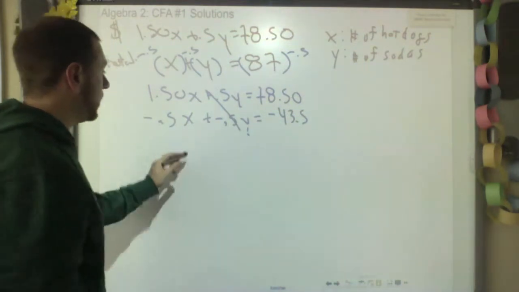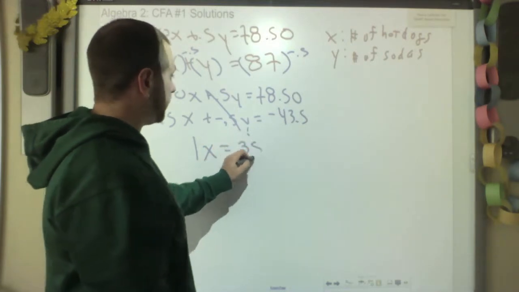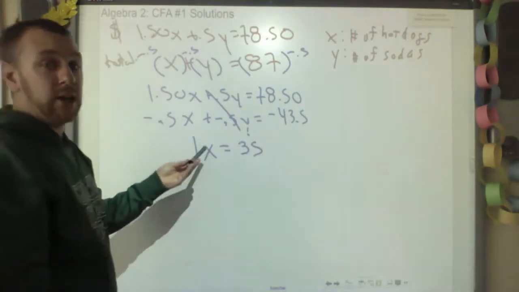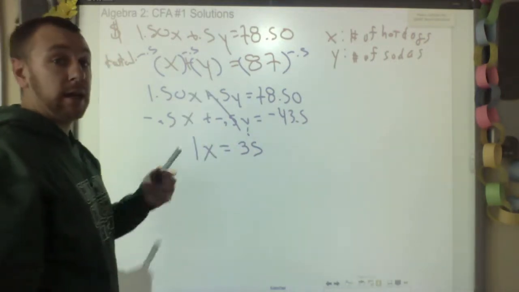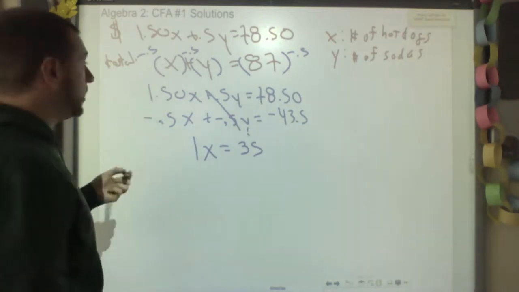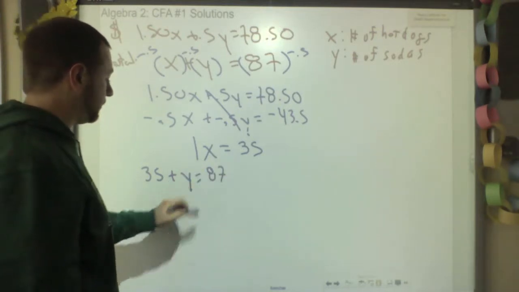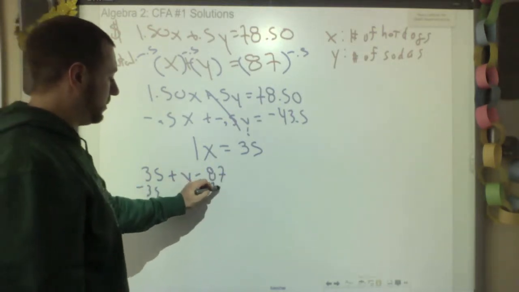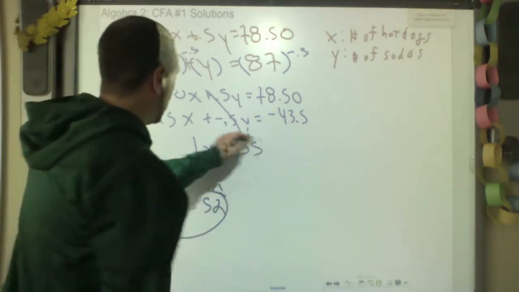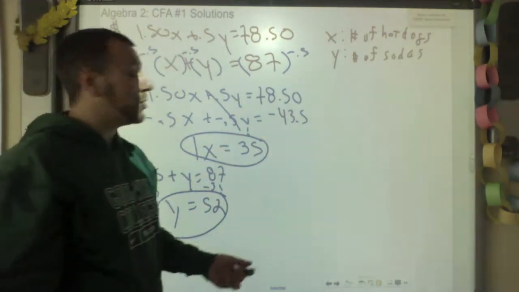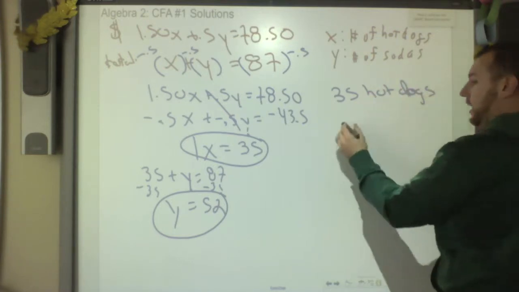Elimination cancels out these y's. So I'm left with 1x equals 35. Okay, so now I know that x equals 35. So I take that 35 and I plug it back in and I solve. Really, I would just plug it back into here. So 35 plus y equals 87. I subtract. y is going to end up being 52. Okay? So that tells me that I sold 35 hot dogs and 52 sodas.